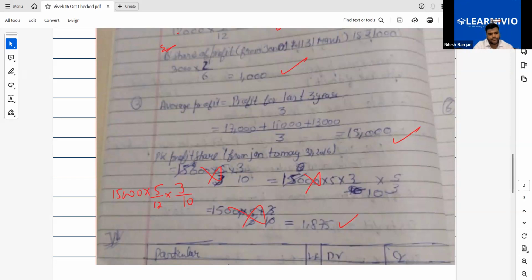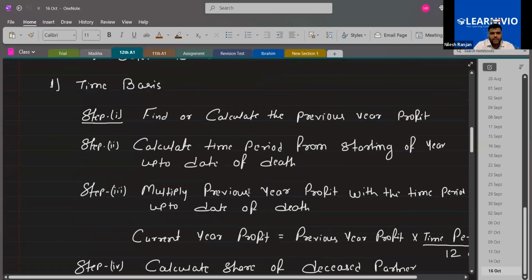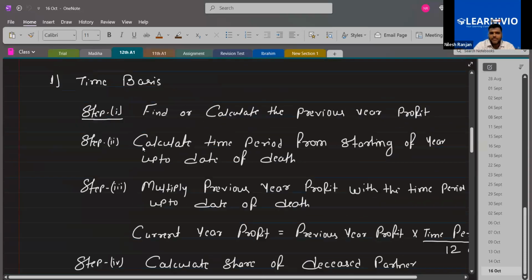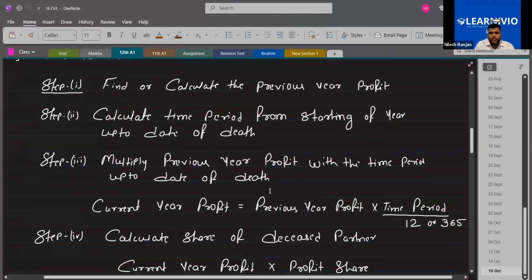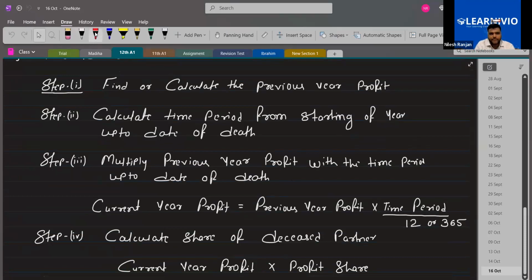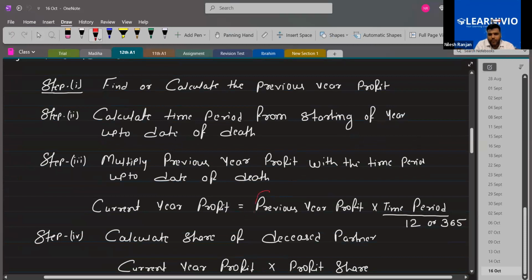Like average profit I have written in the first one: profit for the last 3 years, then divided by 3. So 5 months divided by 3. Okay, what formula have I told you to use? This is the time basis. Now the formula is written here. Previous year profit or average profit, whatever, into time period divided by 12 or 365.